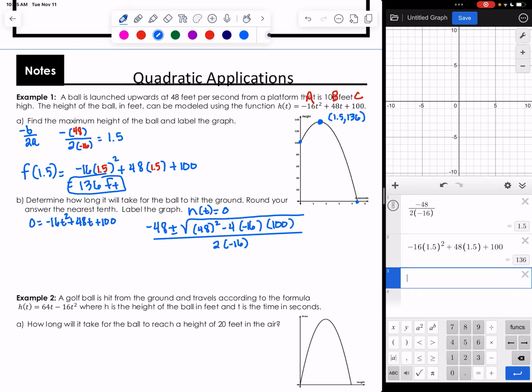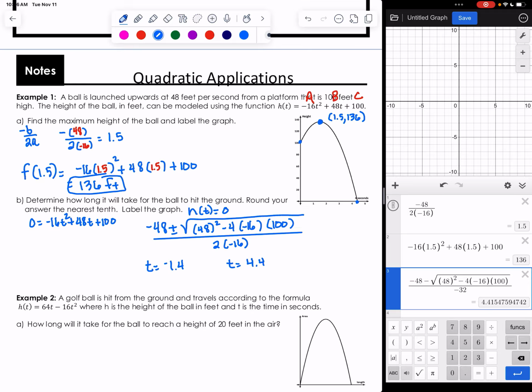So I'm going to put this in the calculator, and I'll do the plus answer first. So I made a fraction bar, and then negative 48 plus square root parenthesis 48, parenthesis squared, minus 4, parenthesis negative 16, parenthesis 100. And on the bottom, I'm going to put in 2 times negative 16 is negative 32. All right, so my first time I'm getting, and it said to round to the nearest tenth, is negative 1.4. And then I'm going to get a second answer where I use the minus symbol, and I'm getting 4.4.